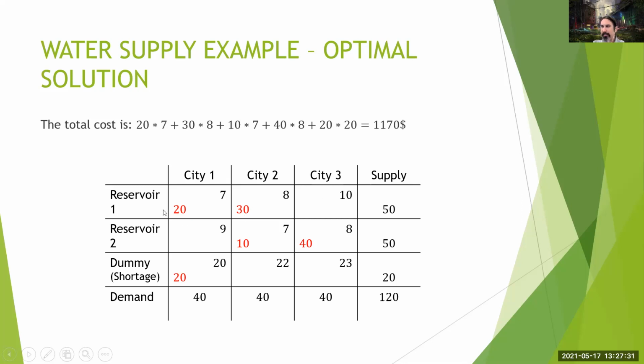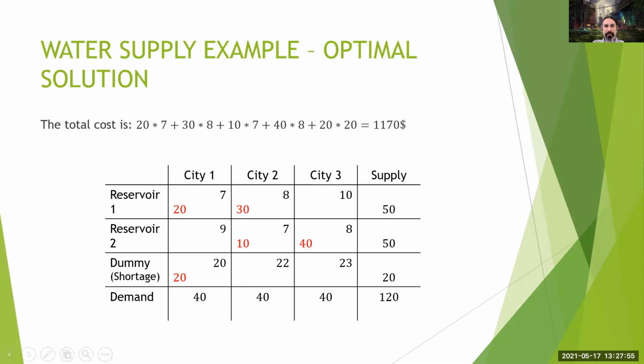So as you can see, each row and each column has the same total. 20 plus 30 is 50, 20 plus 20 is 40, 30 plus 10 is 40, 40 equals 40, and 20 total, 10 plus 40 is 50, 20 plus 30 is 50. So each row and each column has the same total. This is always like this. We are trying to find a balanced version.